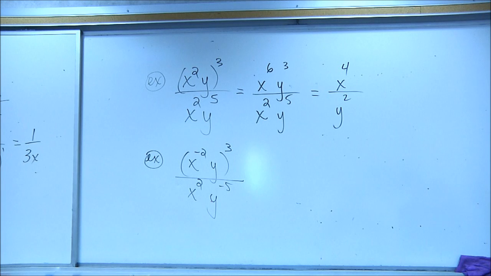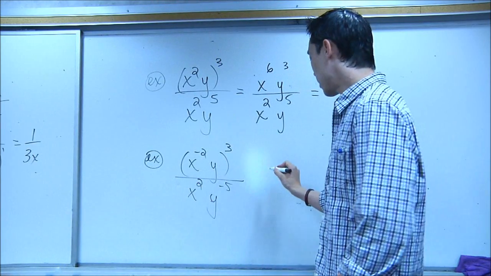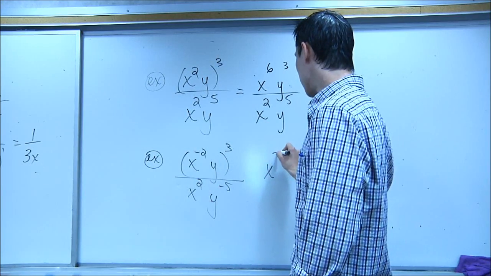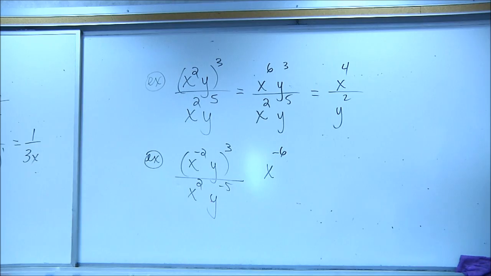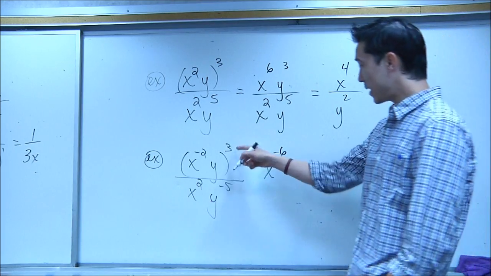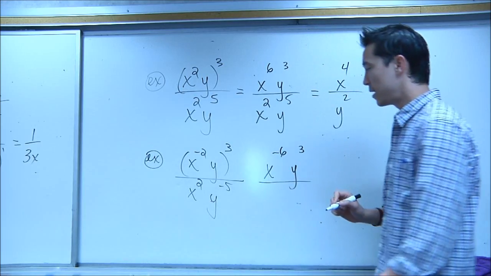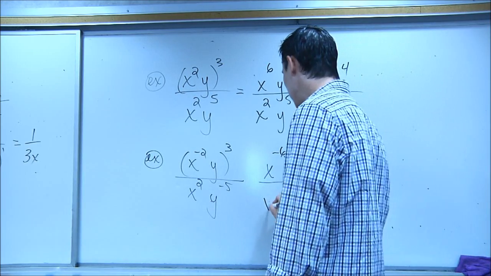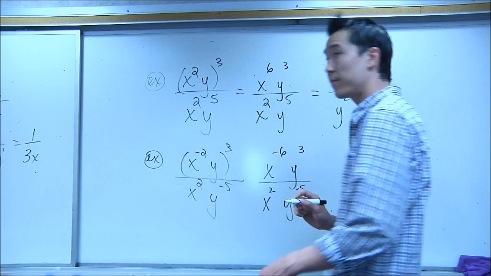Okay, when you apply the power to a power rule, it's still the same rule, but now you have a negative exponent to deal with, okay? So x to the negative 2 raised to the third, that's still going to be multiply the exponents, but you get a negative 6 instead of a positive 6 on this one, okay? Y raised to the third power is still y to the third power. In the bottom you have x squared, and you have y to the negative 5, okay?